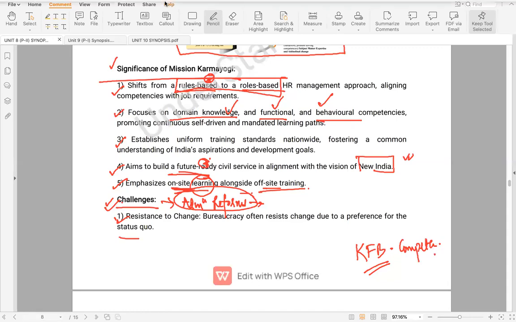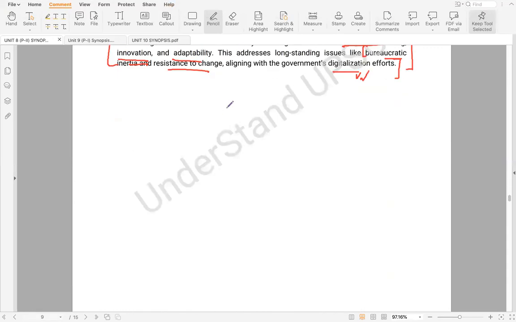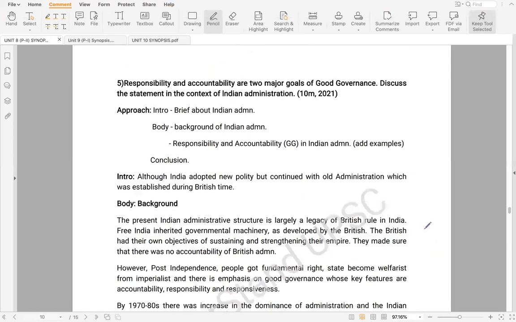All right, we'll move on to the next question. If you have doubts, you can already ask. The next question is: responsibility and accountability are the two major goals of good governance. Discuss the statement in the context of Indian administration. So responsibility and accountability as the two major goals of good governance.